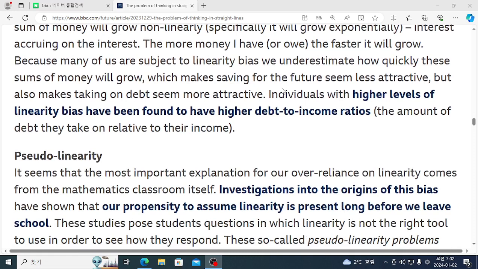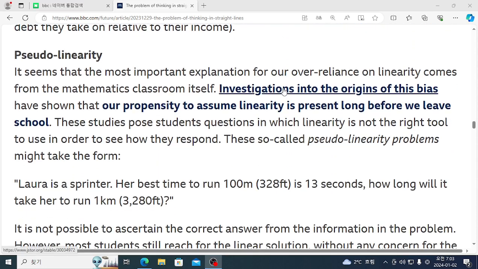We underestimate how quickly these sums of money will grow, which makes saving for the future seem less attractive, but also makes taking on debt seem more attractive. Individuals with higher levels of linearity bias have been found to have higher debt-to-income ratios, the amount of debt they take on relative to their income. Pseudo-linearity. It seems that the most important explanation for our over-reliance on linearity comes from the mathematics classroom itself.